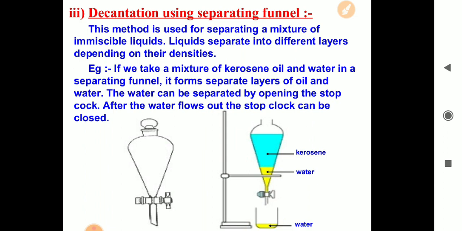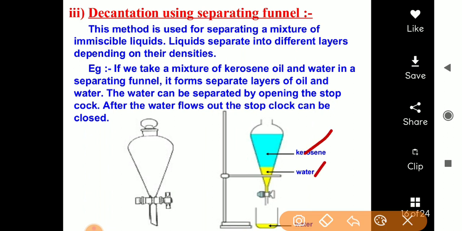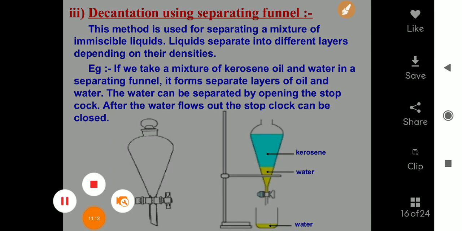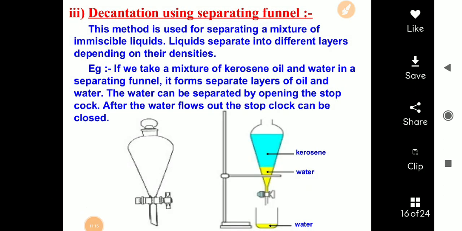Suppose one has kerosene and water. One example is given here. This is the kerosene, this is the water. Kerosene is lighter than water, so kerosene will float on the water because of the different densities. There is a stopcock here. If you open it, it allows the water to transfer into the beaker, and then change the beaker when the entire water has separated, and keep another beaker and pass out the kerosene from the separating funnel. This is how we can separate different mixtures from each other.